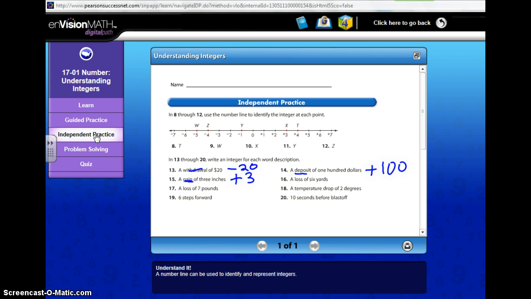Then it was New Year's, and I made a New Year's resolution to lose some of that weight that I gained over Christmas. And lo and behold, at the end of January, I had lost 7 pounds. Show me as an integer how you would write that I lost 7 pounds. Daffodil. There's our key word, loss. Everybody did a great job. Negative 7 is correct.